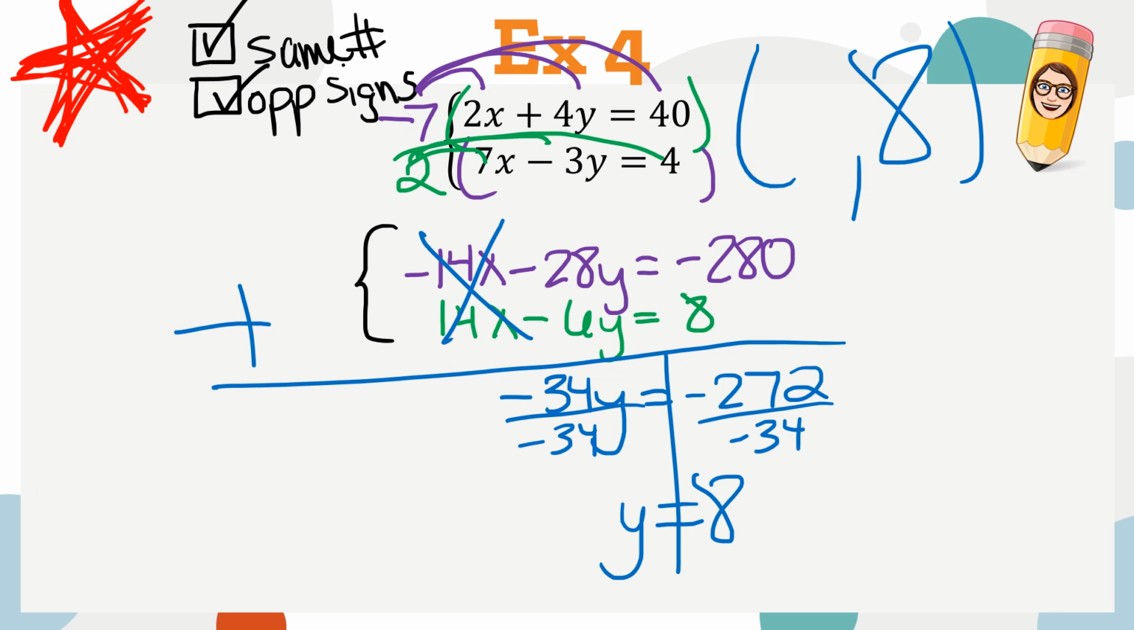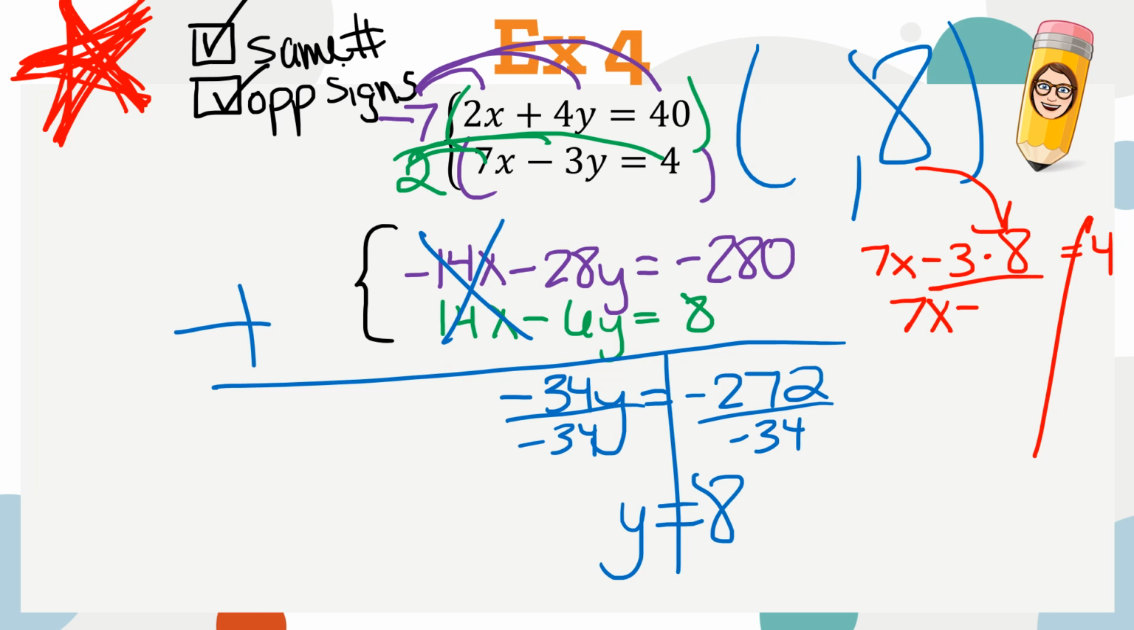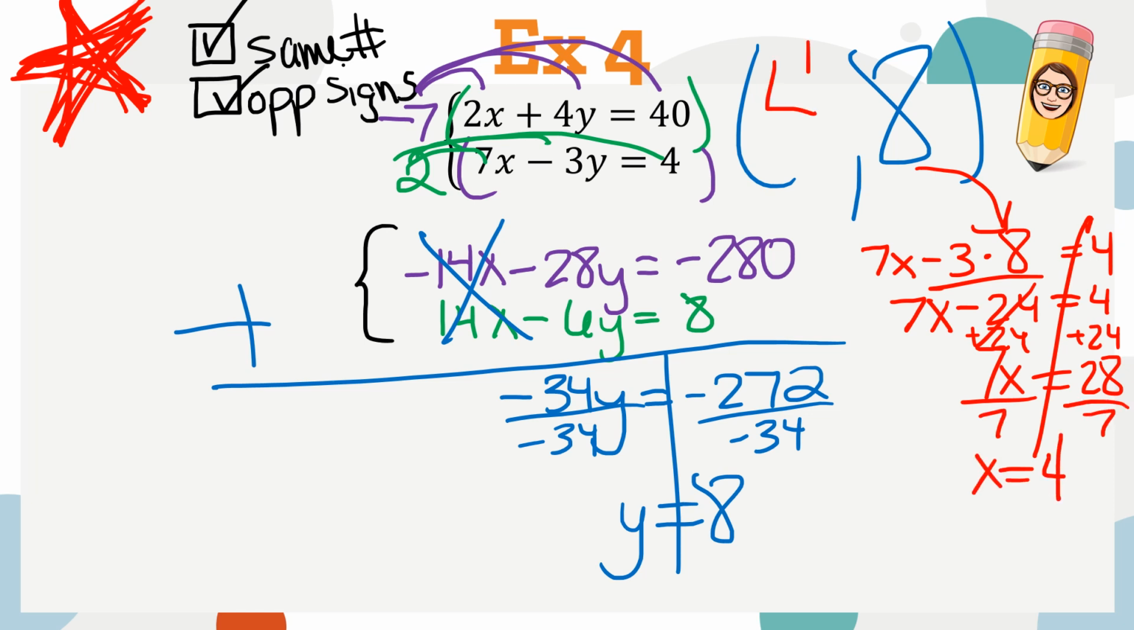We need to do a little bit more work to find x. Pick an equation. You want to use top or bottom? Bottom has a 4 instead of a 40, so let's do that one. I'm going to keep 7x, but instead of y, I'm going to replace y with 8. Let's solve our equation. 3 times 8 is 24. We're going to add 24 to the other side. That gets me a 28. We're going to divide both sides by 7, and I get a nice, clean 4. Perfect. Our solution is 4, 8.